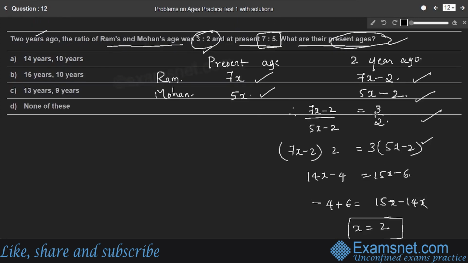So the present ages of Ram and Mohan are 7x and 5x. 7 into 2 is 14 years, so Ram is 14 years old. Mohan is 5 into 2, which is 10 years. So their present ages are 14 and 10 years. Hence option A is the right answer.